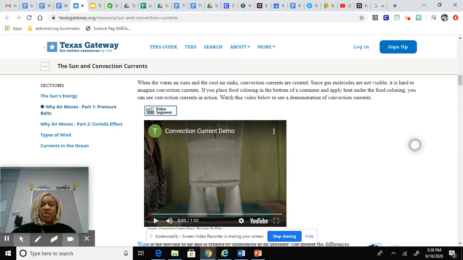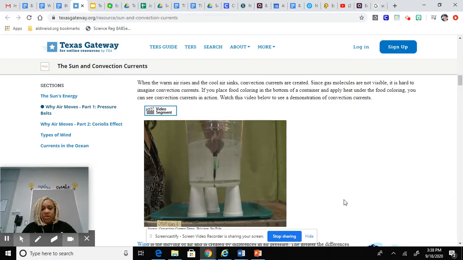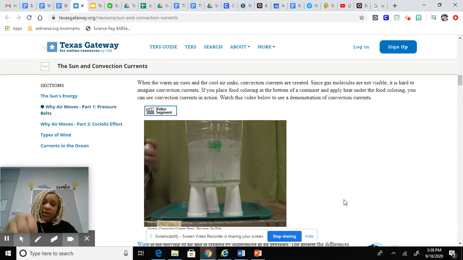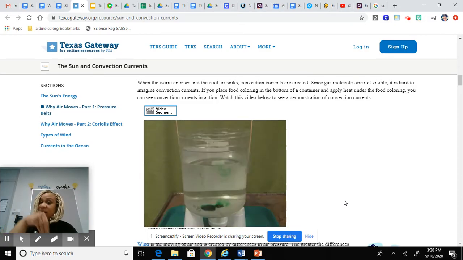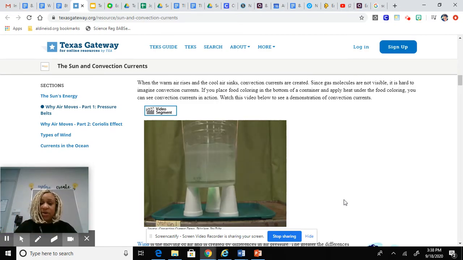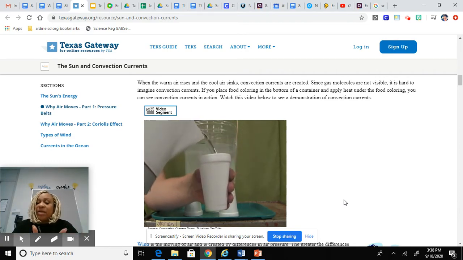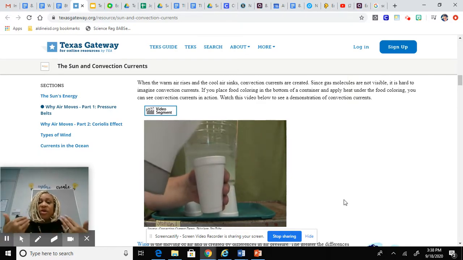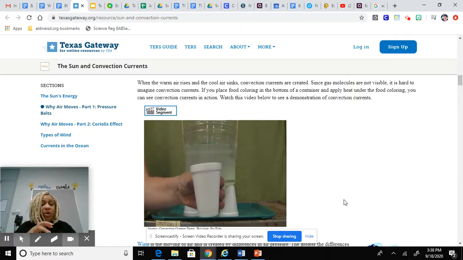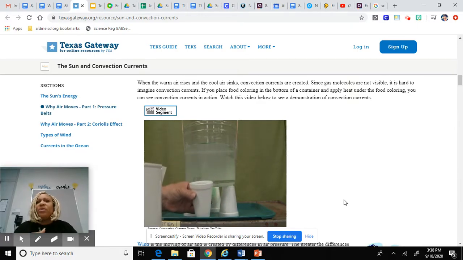Right here, this is a really, really cool video, and I'm going to go ahead and play it and talk as it goes. There's no sound to it. So what's happening here, they're going to use food coloring. Now, this is cold water. So the food coloring is placed inside of the container. Notice it's right there in the container. Now, they're going to take and put hot water in a cup. Now, this water is hot. So what they're going to do is they're going to place the hot water underneath the container where the food coloring is and watch what happens.